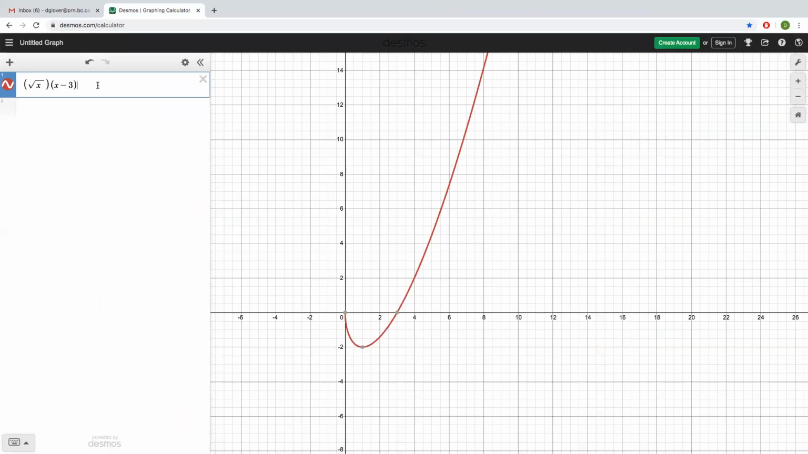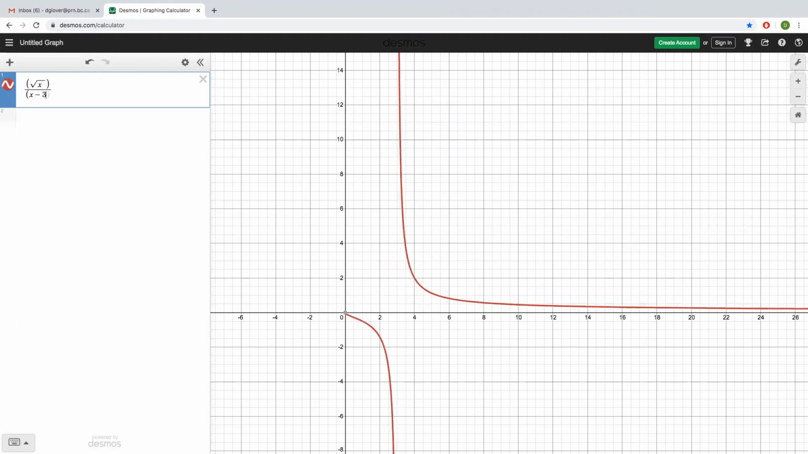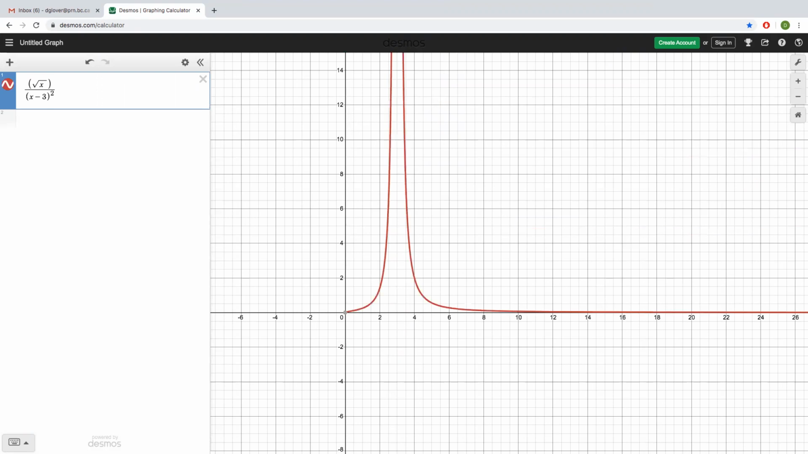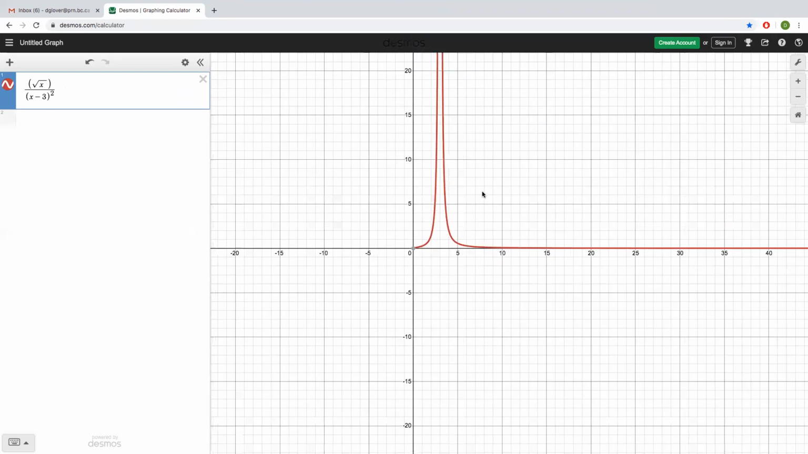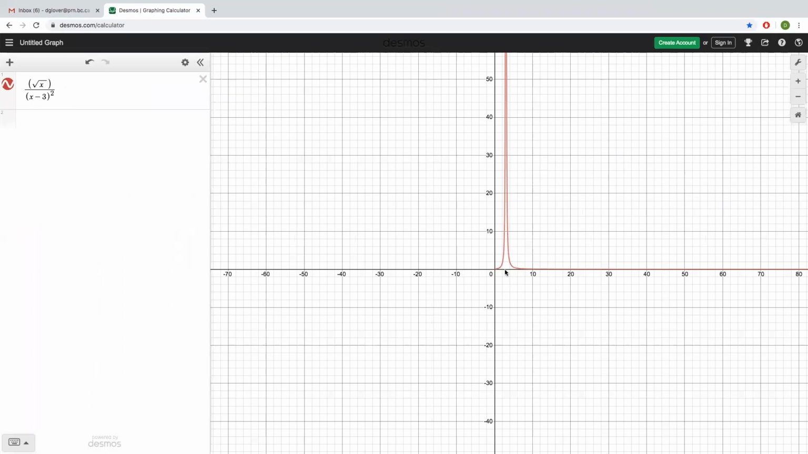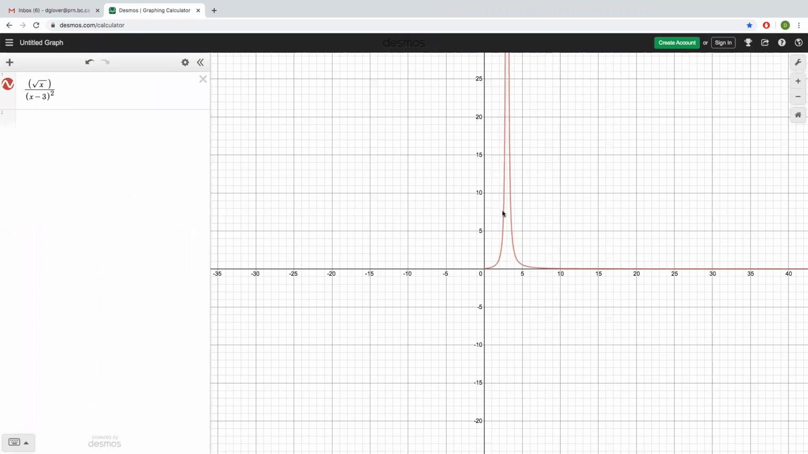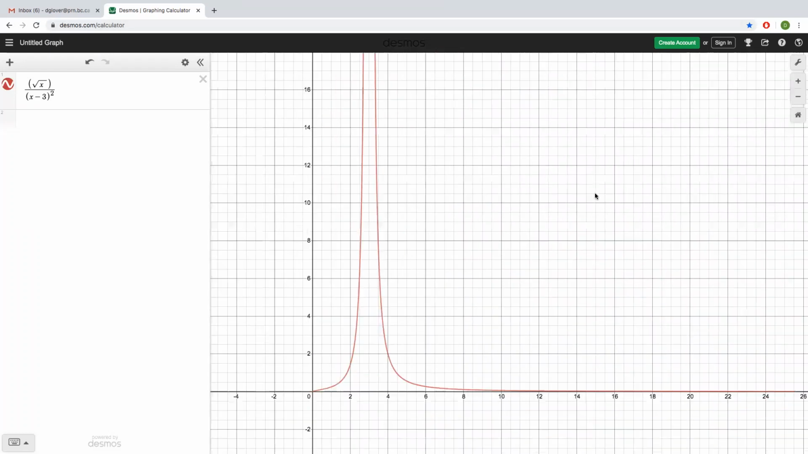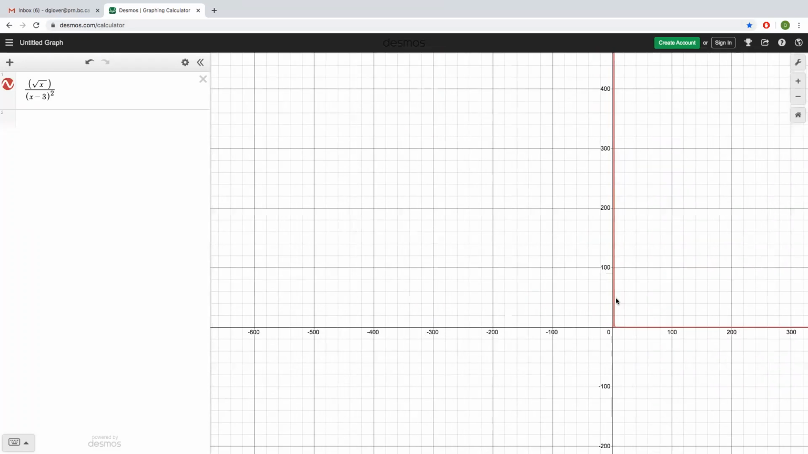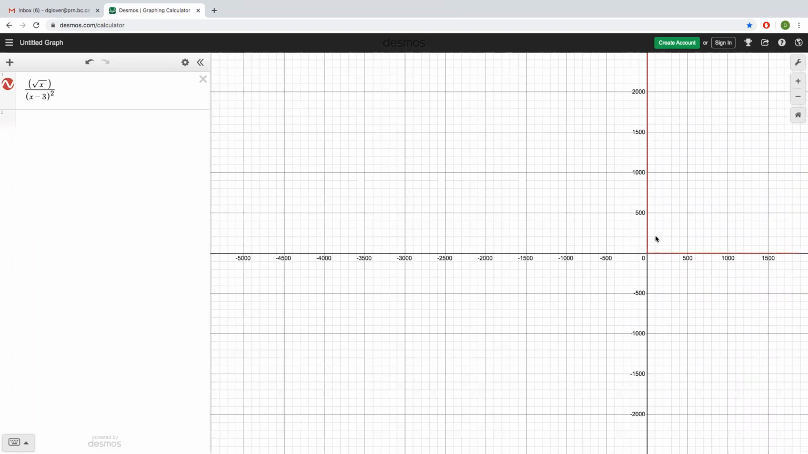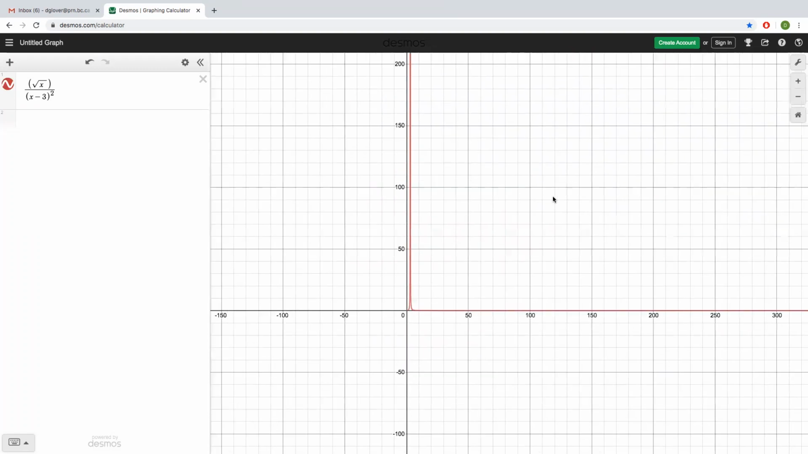So this function is going to be root x divided by (x minus 3) squared. It looks like this. As we knew, there was a vertical asymptote at x equals 3, but then the function rapidly increases on either side of our asymptote. So it looks to me like the range can be anything bigger than 0. We can zoom out to confirm this, and yeah, it keeps going forever. Then the other question becomes, can it equal 0?